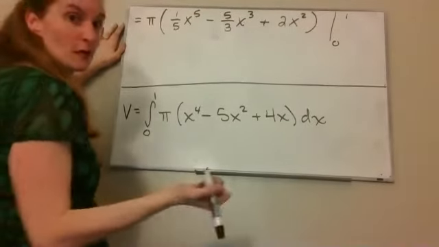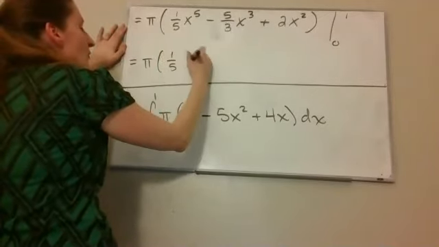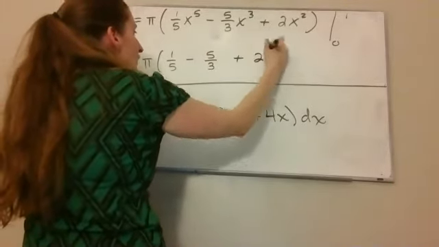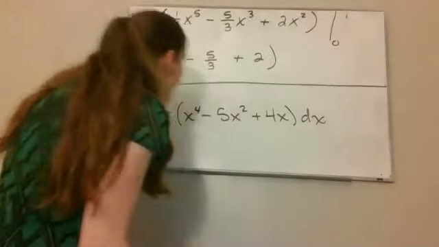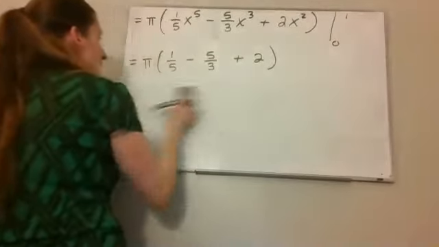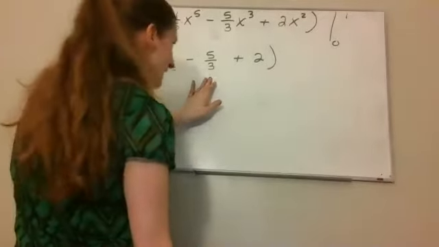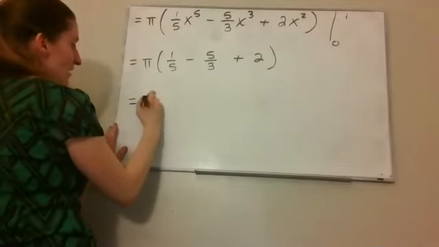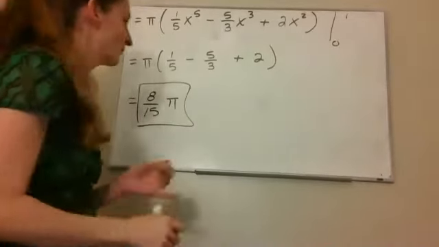Plugging in the 0 will result in 0. Plugging in that 1 gives me pi times 1/5 minus 5/3 plus 2. And then we just have to simplify this to get the answer. And if I turn all of that into 15ths, we would have 3/15 minus 25/15 plus 30/15. And this is equal to 8/15 times pi for that volume.